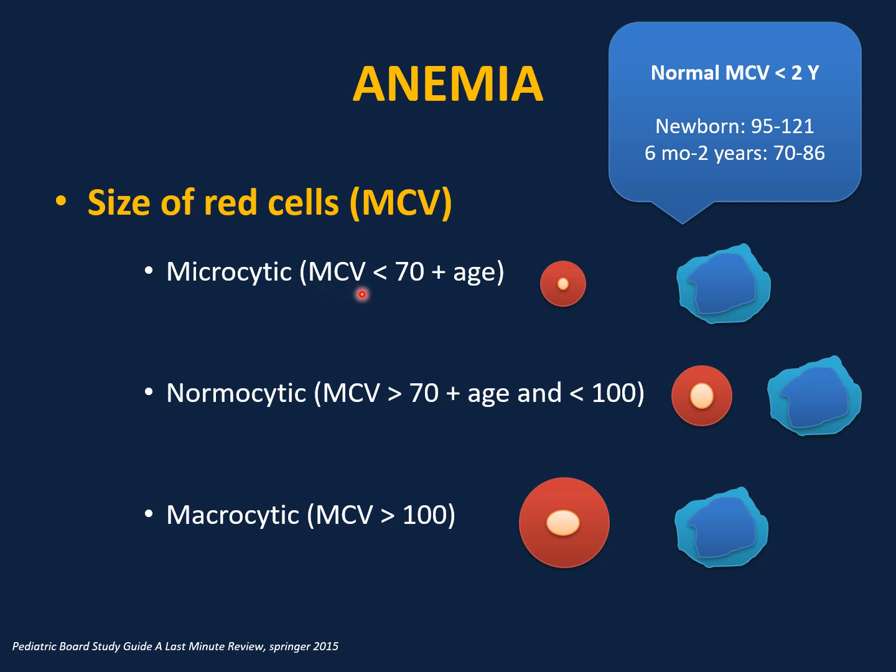So if you have 2 years and above and the MCV less than 70 plus the age, this is microcytic anemia. For example, if you have 8 years old with MCV 71, this is considered microcytic anemia because 70 plus 8 is 78, so less than 78 is microcytic anemia. A normocytic anemia will be MCV more than 70 plus the age, less than 100. And macrocytic anemia, the MCV will be more than 100. So this is just a helpful tool in 2 years and above, but otherwise you can use the reference table in Harriet Lane, and also it has the standard deviation above and below the mean.